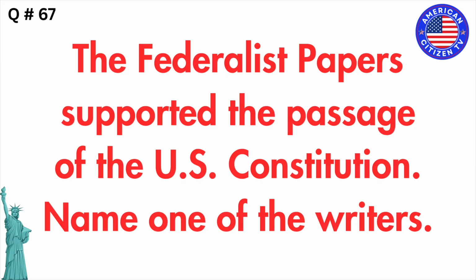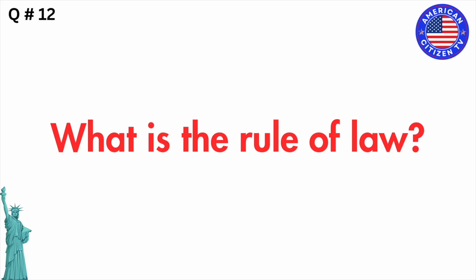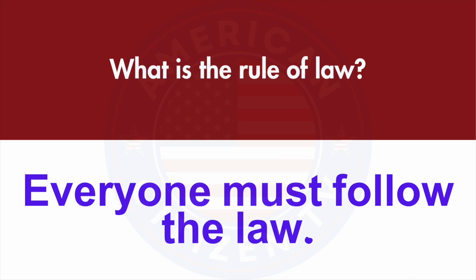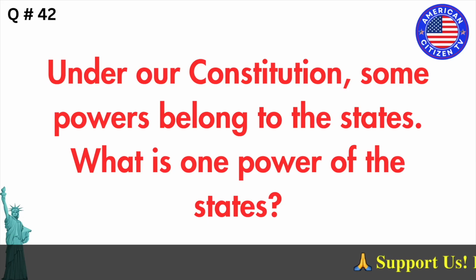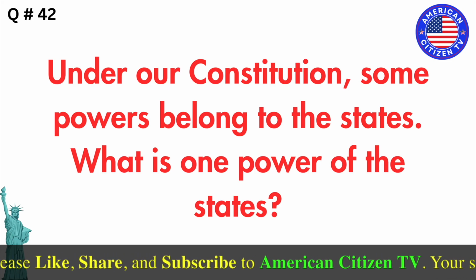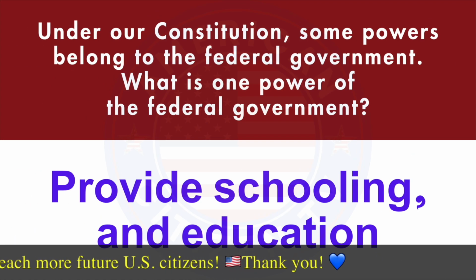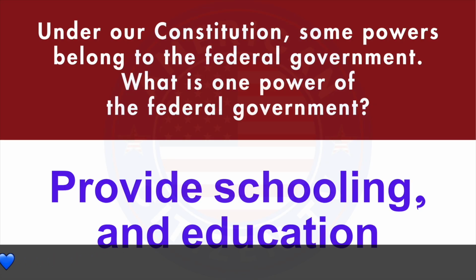The Federalist Papers supported the passage of the U.S. Constitution. Name one of the writers. James Madison. What is the rule of law? Everyone must follow the law. Under our Constitution, some powers belong to the states. What is one power of the states? Provide schooling and education.